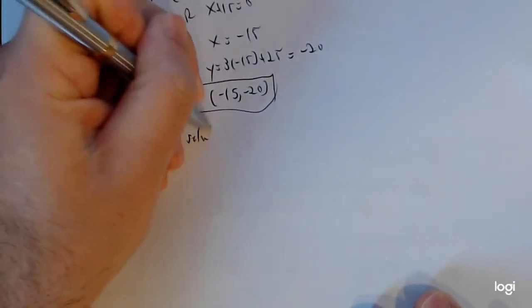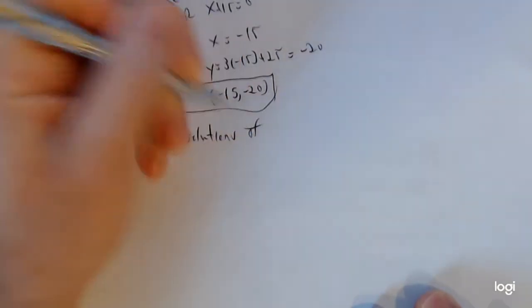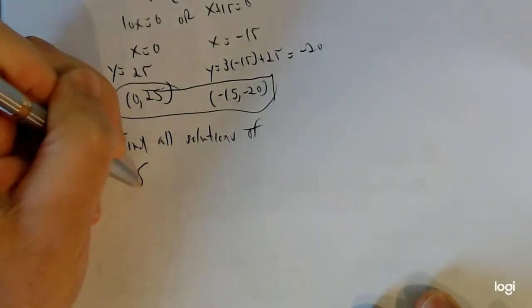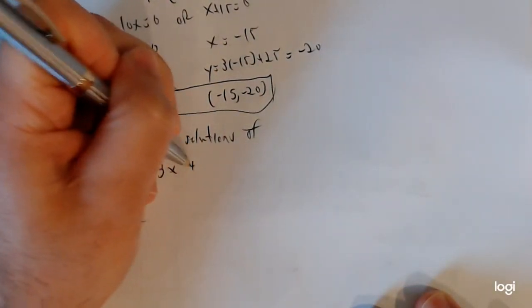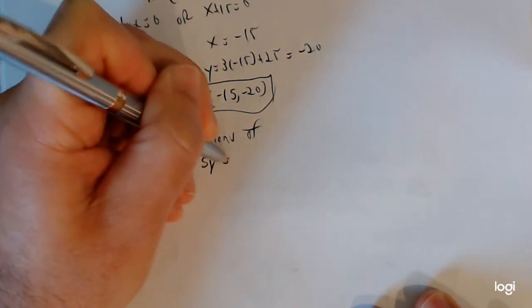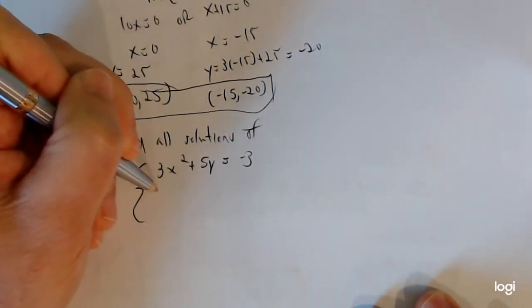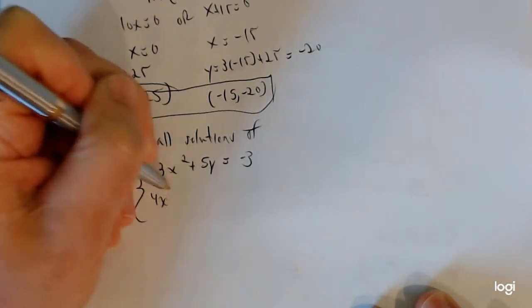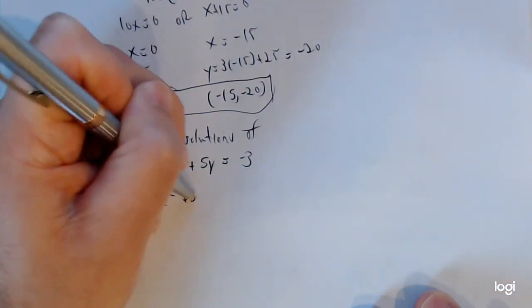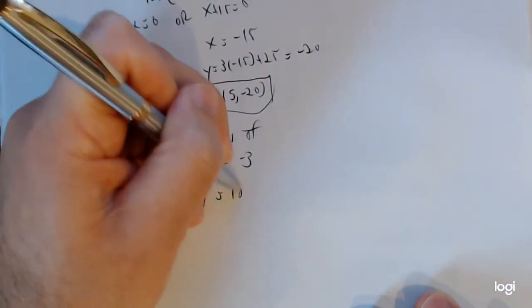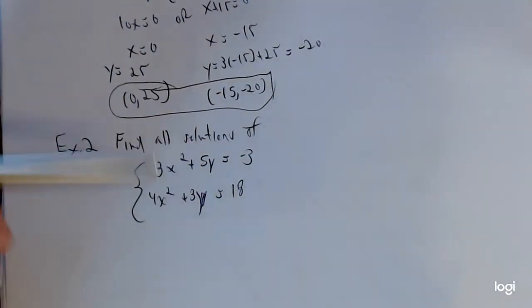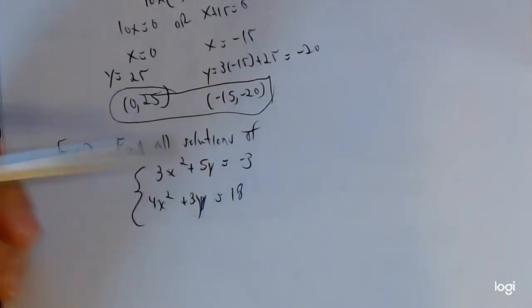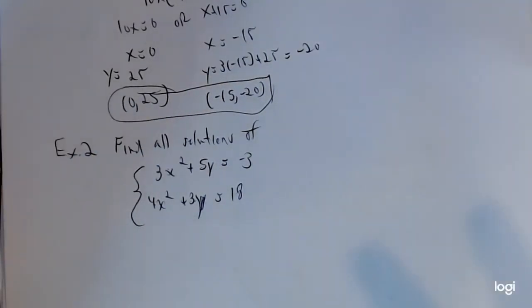Find all solutions of 3x squared plus 5y equals negative 3, and 4x squared plus 3y equals 18. Okay, so for this, what is it that we noticed? This is x squared, that's x squared, this is y, this is y. So I could use elimination if I'd like.